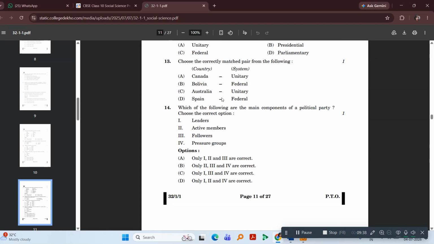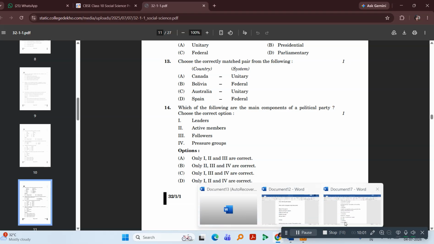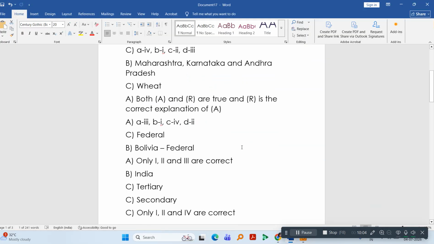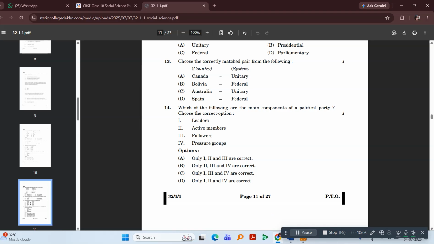13th one. Choose the correctly matched pair from the following. The countries are Canada, Bolivia, Australia, and Spain, and their systems are unitary, federal, unitary, and federal respectively. So you have to match them. How are you going to match them? The question is choose the correctly matched pair. So the correctly matched pair will be Bolivia has federal government.